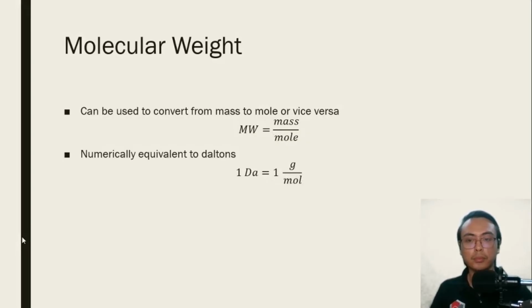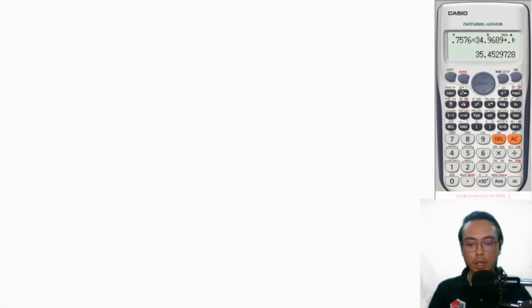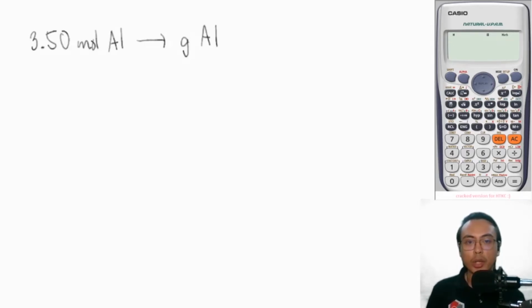Okay, first one. How much does 3.5 moles of aluminum weigh? So let's try to solve that. You are given 3.5 moles of aluminum and we are asked how much does it weigh. So that implies that we want to convert the moles of aluminum to grams of aluminum. And how do we do that? If you go back to our chart earlier, if you want to convert from moles to mass, we must use the molecular weight of the substance. And our substance in this case is aluminum. So let's look for the molecular weight of aluminum.